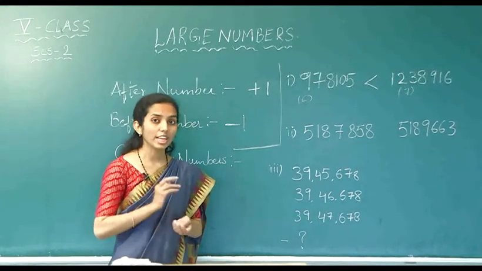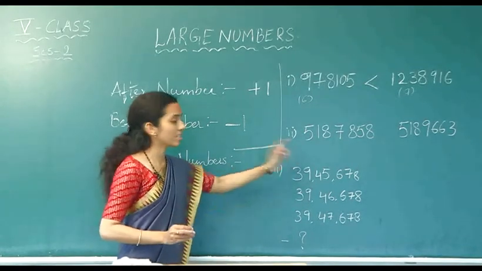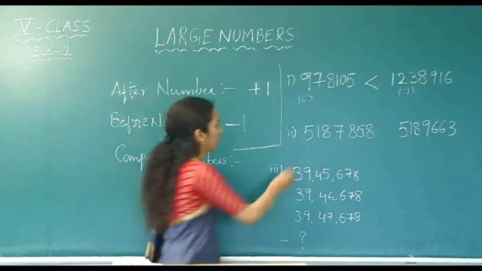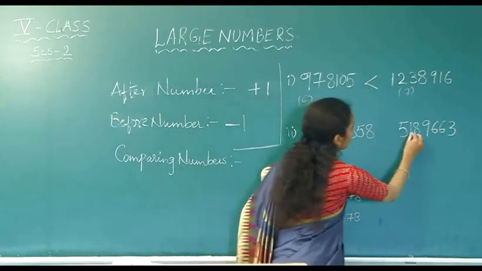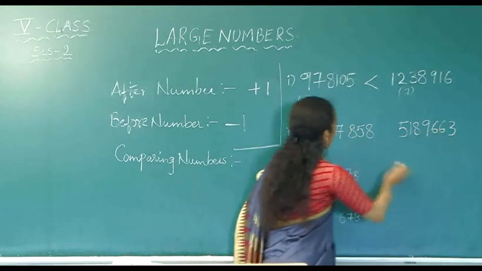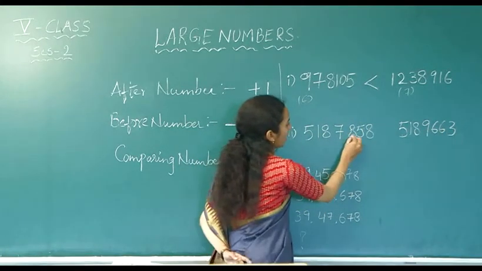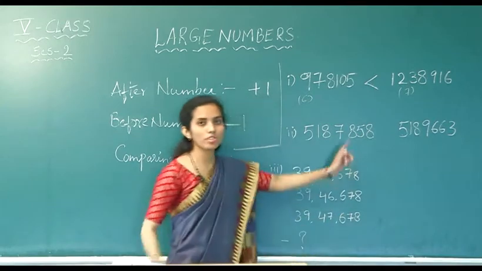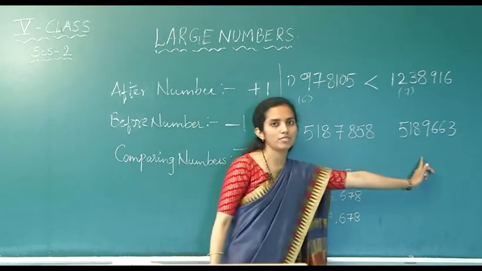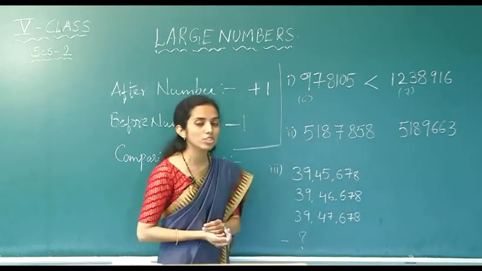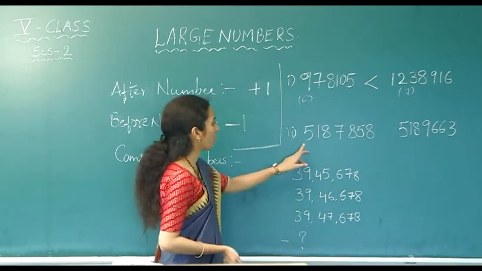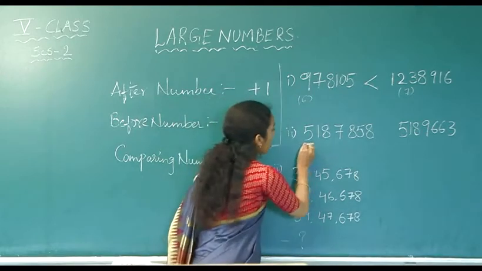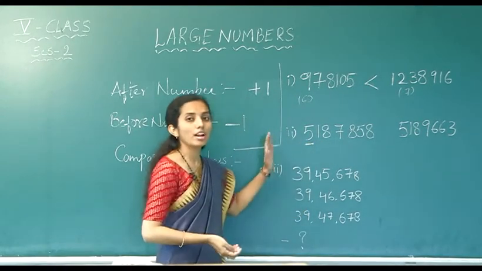If we are given numbers with equal digits, like our second example, for example 1,2,3,4,5,6,7,8 and here 1,2,3,4,5,6,7, 1,2,3,4,5,6,7. Here also we have 7 digits, here also we have 7 digits. Then how do we decide which is the bigger number? To know that, first of all we have to compare the digit on the left side.